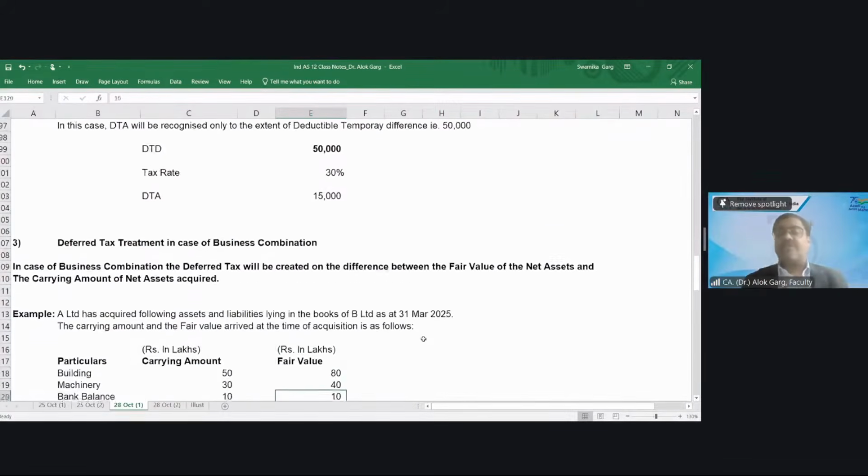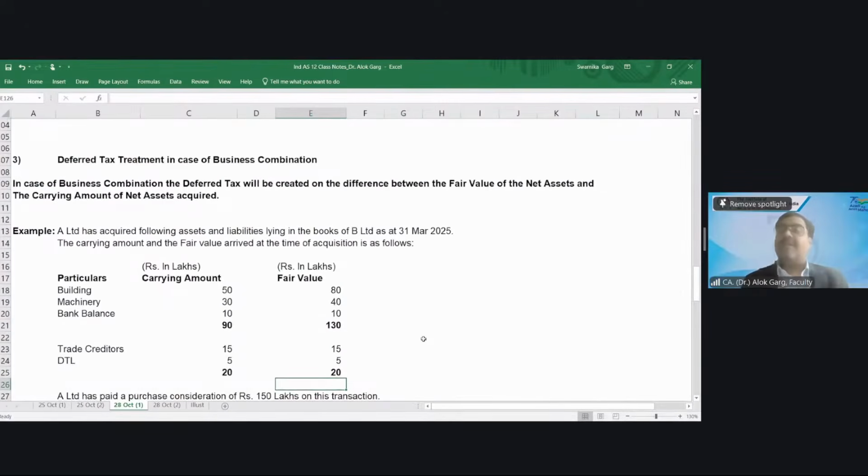Now talking about business combination, quickly we'll do this question and then we'll move to a similar question given by ICAI: deferred tax treatment in case of business combination. Have you covered business combination? Have you revised business combination? Have you heard about the acquisition method, fair value approach? Yes, sir. So how will the acquirer do the accounting in case of business combination?